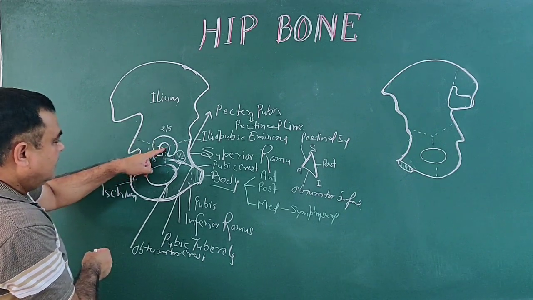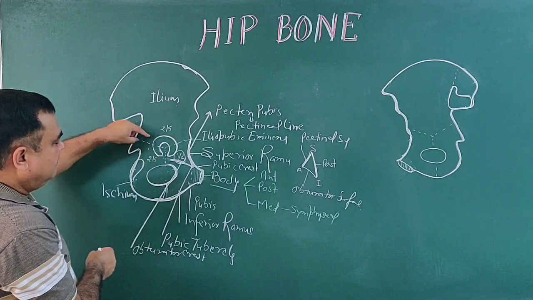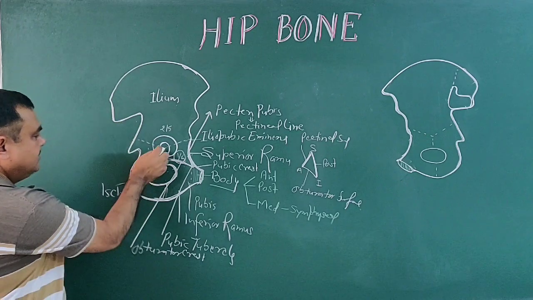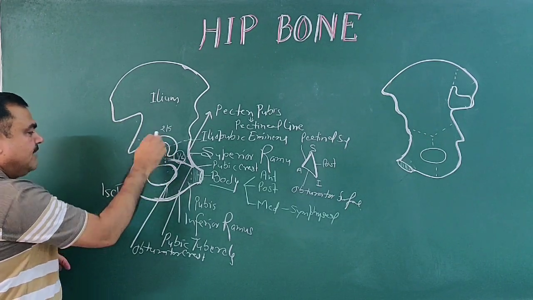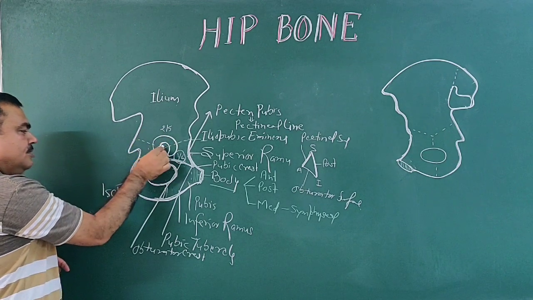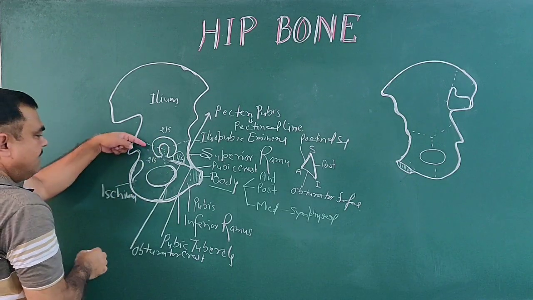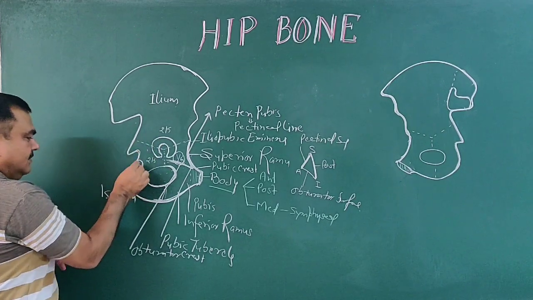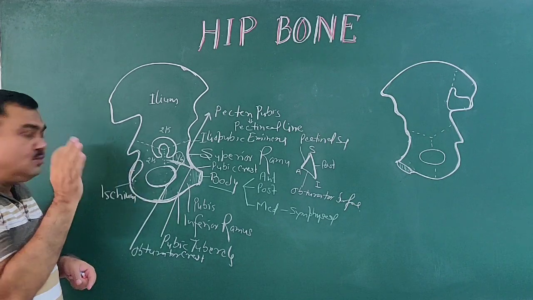The upper end is formed by the junction of the upper two-fifths and lower two-fifths of the acetabulum. This is the junction of the ilium and pubis. This is the upper end, and here is the lower end. It has two borders.